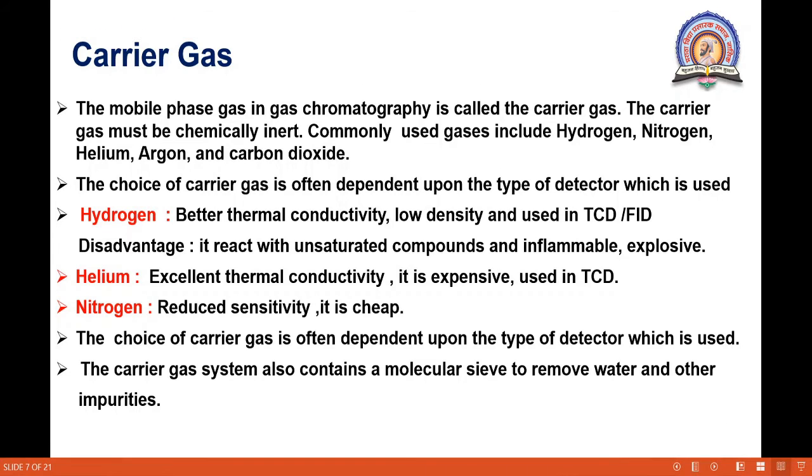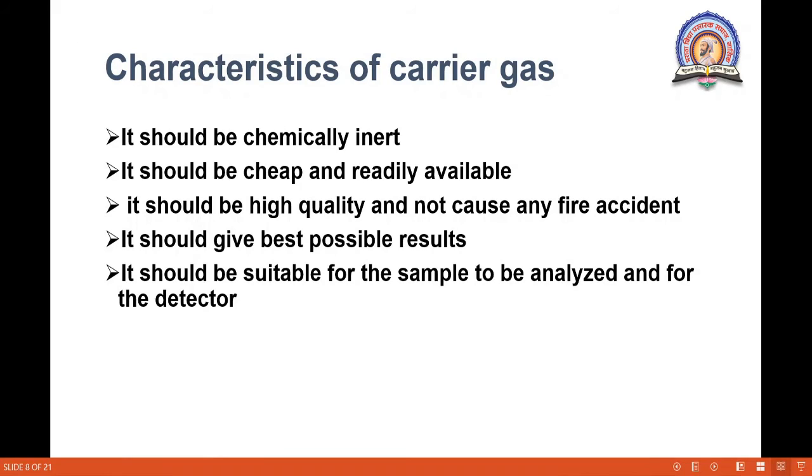Then we move to the next slide, that is the characteristics of the carrier gas. It should be chemically inert. It should be cheap and readily available. It should be of high quality and not cause any fire accident. It should give the best possible results, and it should be suitable for the sample to be analyzed and for the detector. Okay, so these are the good characteristics of the carrier gas.